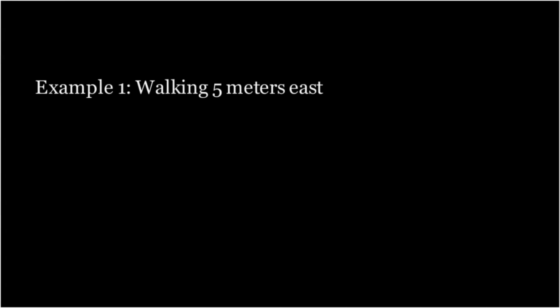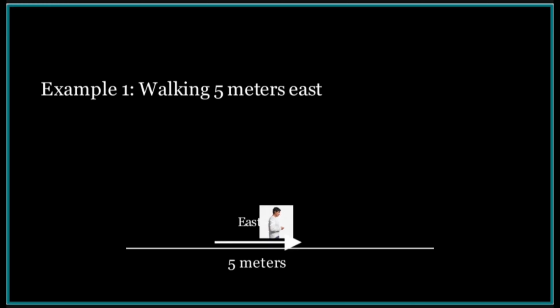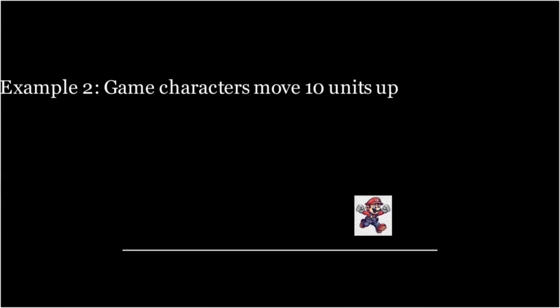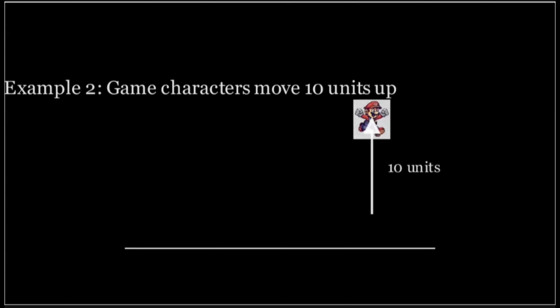Imagine you walk 5 meters towards the east. That's a vector. It shows the direction and distance you walk. Or think of a video game character moving 10 units up. The movement, distance, and direction again form a vector.